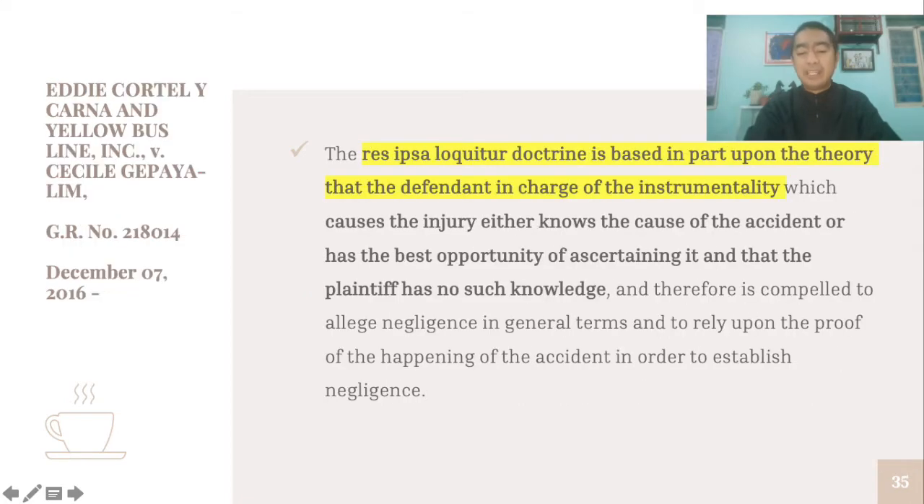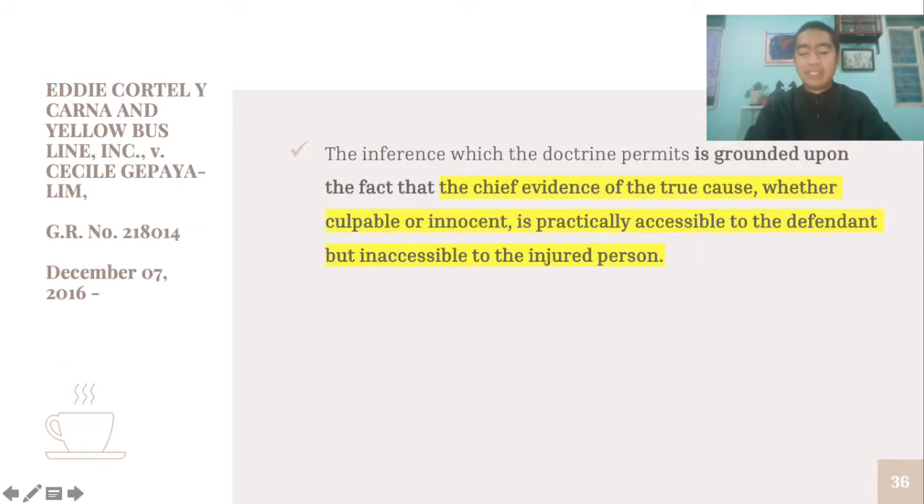In the case of Eddie Cortel, E. Carna, and Yellow Bus Line Incorporated versus Cecil Gipaya Lim, the res ipsa loquitur doctrine is based in part upon the theory that the defendant in charge of the instrumentality which causes the injury either knows the cause of the accident or has the best opportunity of ascertaining it, and that the plaintiff has no such knowledge and therefore is compelled to allege negligence in general terms and to rely upon the proof of the happening of the accident in order to establish negligence. The inference which the doctrine permits is grounded upon the fact that the chief evidence of the true cause, whether culpable or innocent, is practically accessible to the defendant but inaccessible to the injured person.